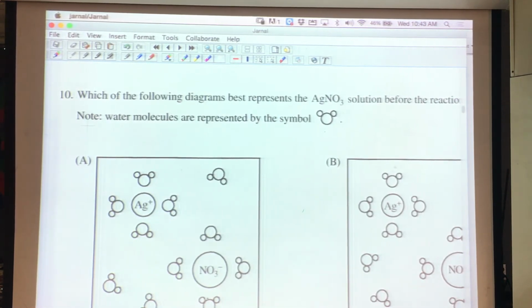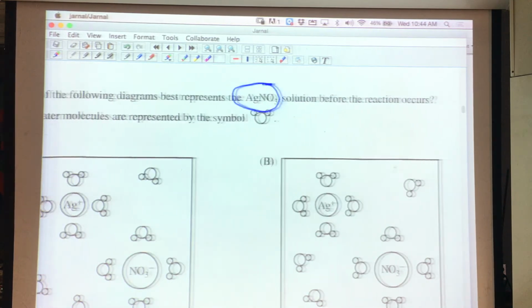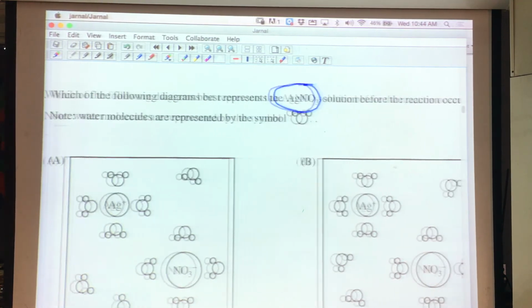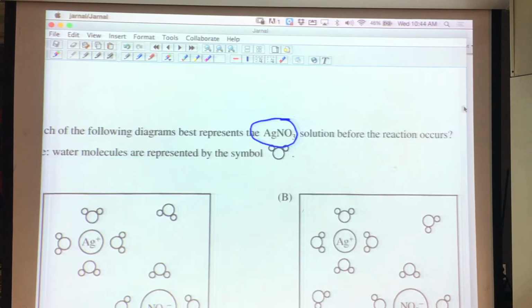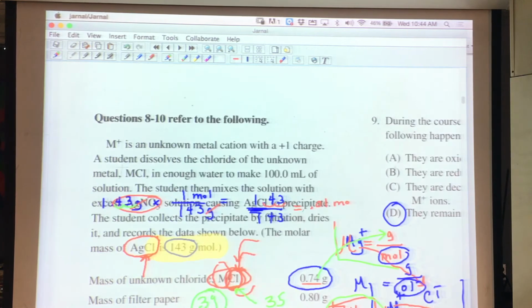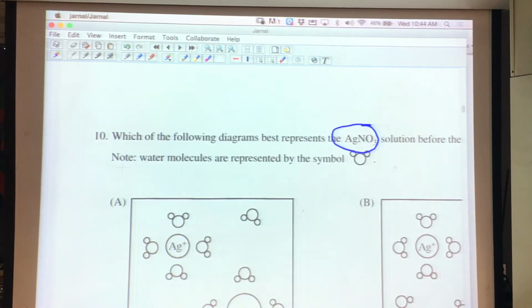All right, which of the following best describes silver nitrate solution before the reaction? So this occurs before the reaction occurs. Now what's the reaction? Before the reaction we have MCl dissolved, and then we're going to add the silver nitrate. So before the reaction, what do we got here?